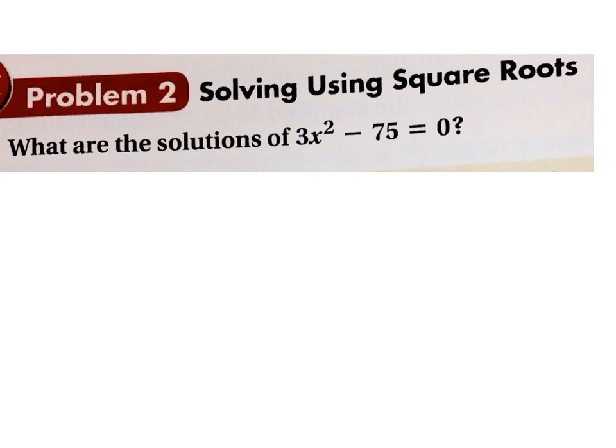Okay, the other way we can solve it is solving using square roots. When you do that, what you want to do is get x squared by itself. The only time that you can solve using square roots is if you only have an x squared term. So that's a key thing. You can only have the x squared term, meaning I don't have an x term.